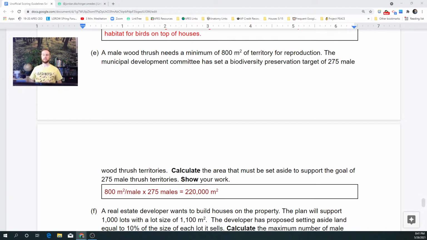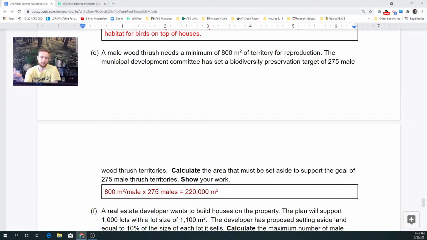So let's take a look at the math here. A male wood thrush needs a minimum of 800 square meters of territory for reproduction. The Municipal Development Committee has set a biodiversity preservation target of 275 male thrush territories. Calculate the area that must be set aside. You guys, this is easy stuff.